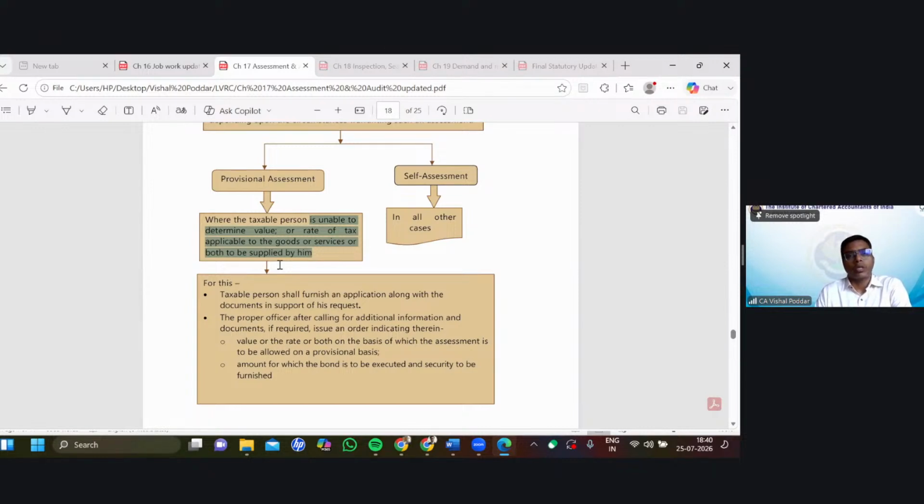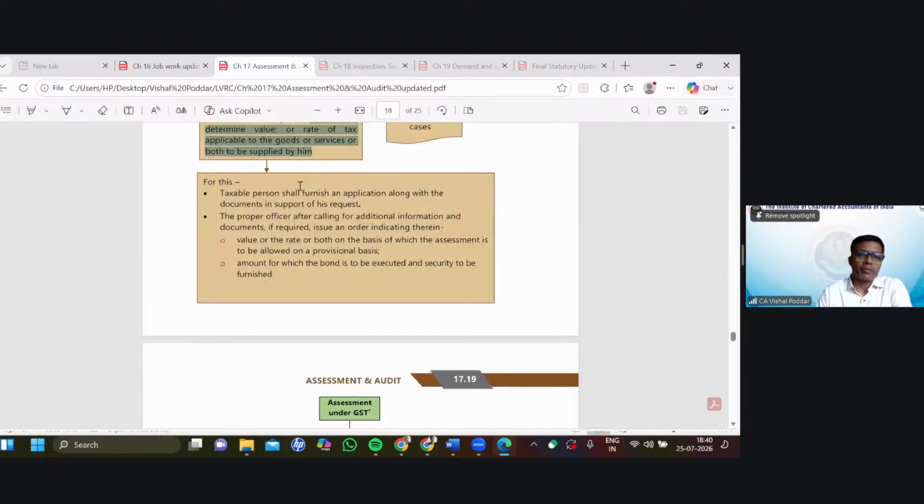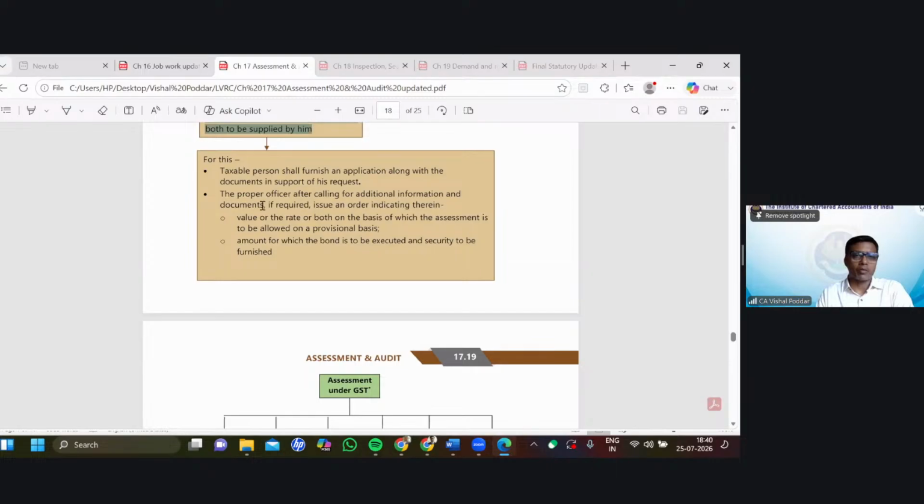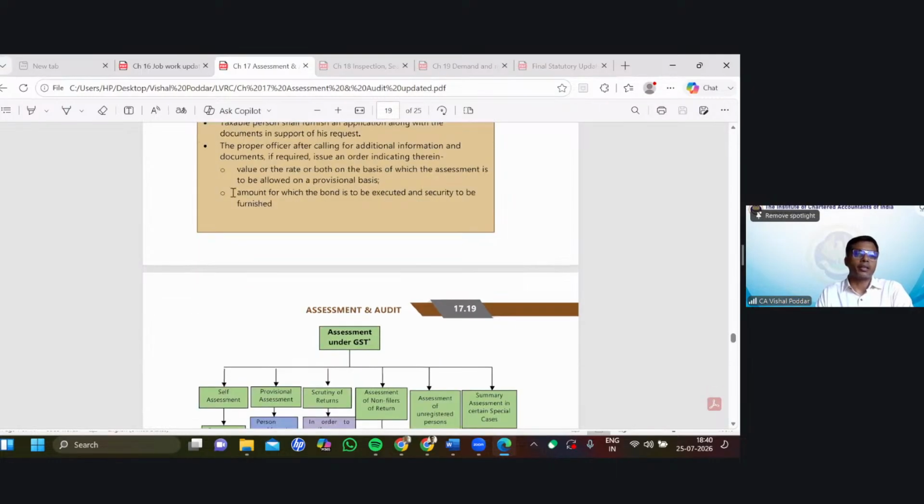So what the taxpayer can do in such cases is approach the department, make an application along with the necessary documents, and request the officer to do the assessment. So in order to safeguard yourself, in order to show your genuineness that you do not want to do a wrong assessment, what is allowed by the law is you approach the department and ask the department to do your assessment. Now you will submit all the details. The proper officer, after asking for any further information or document if it requires, will issue an order indicating the rate, value, or both. And on the basis of that rate and value, the assessment is done.